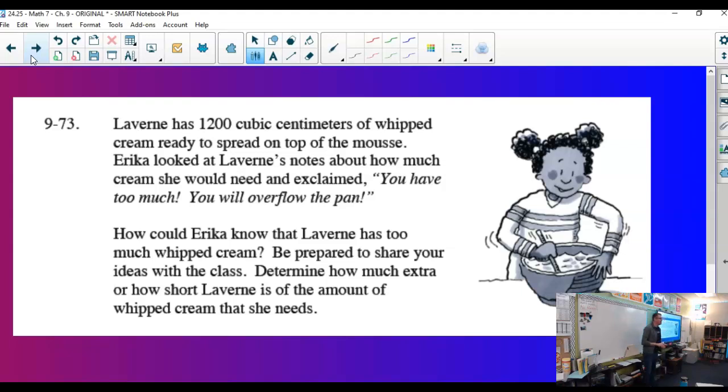Oh, yeah. So, guys, making your own whipped cream, if you didn't realize, whipped cream is cream that has been whipped. There are certain things that we just say and never think about. If you take cream and you whip it enough, it becomes whipped cream. So if Laverne has made 1,200 cubic centimeters of whipped cream, is it enough?